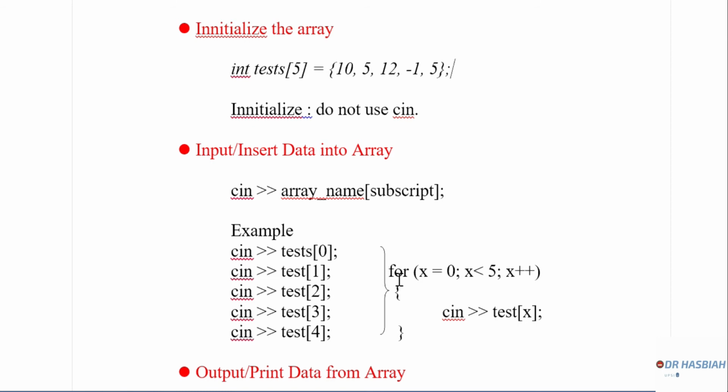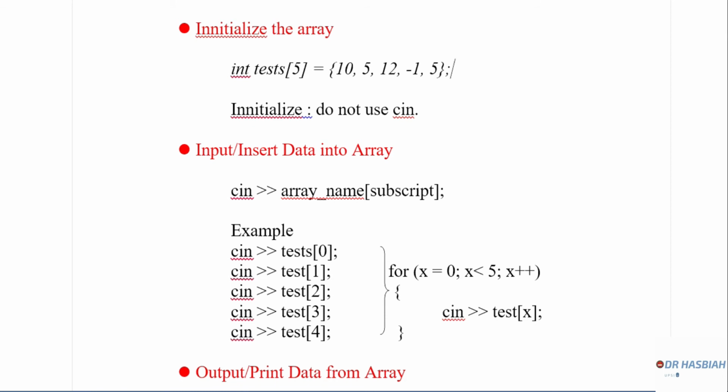So we can use for x equal to 0, x less than 5, x plus plus, open brace, close brace, and then cin test x semicolon. Let's say now x is 0. So 0 less than 5. So cin test 0, meaning here you want to cin test 0, the first element, and then x plus plus. Just now we had x is 0, x plus plus, 0 plus 1, you get 1. 1 still less than 5. Cin test 1, for the second element. It will repeat until cin test 4.